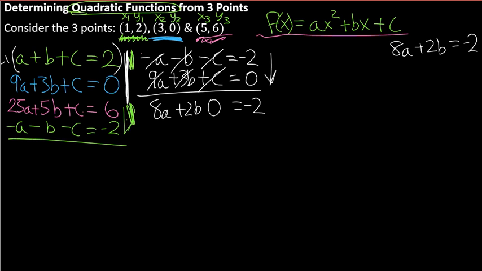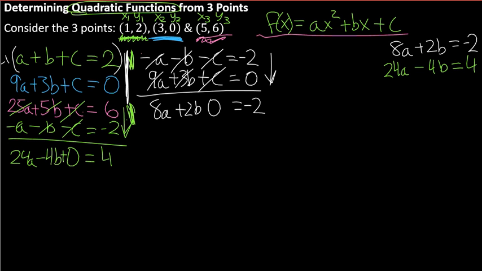We can combine everything down. Plus 6 minus 2, that gives me plus 4. Plus c minus c, that eliminates. Plus 5 minus 1, I get minus 4b. And plus 25 minus a, that gives me plus 24a. So my little baby system over here, 24a minus 4b equals positive 4. Right? Divide them all by a factor.